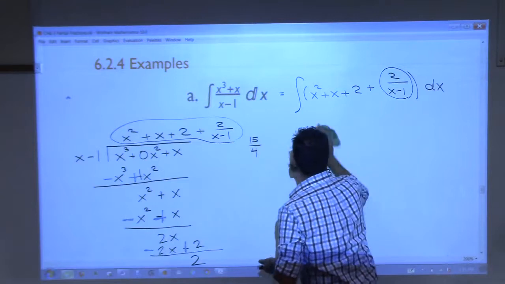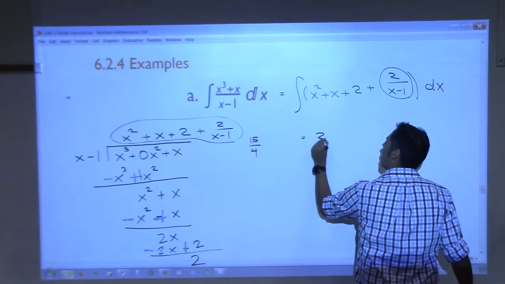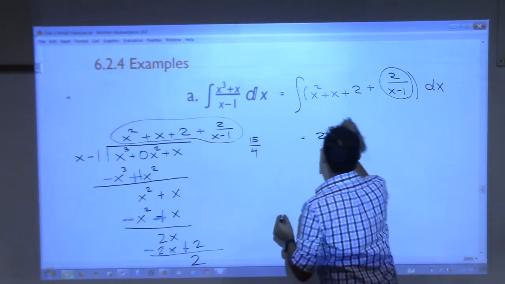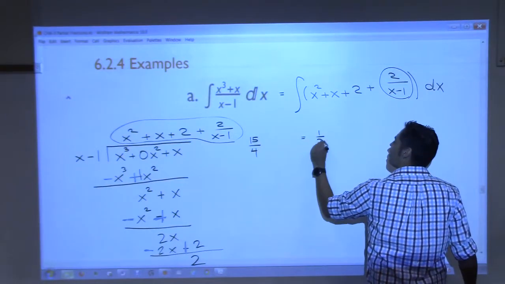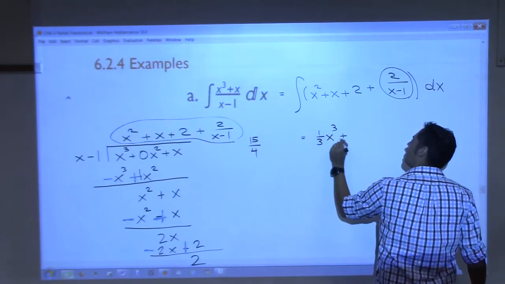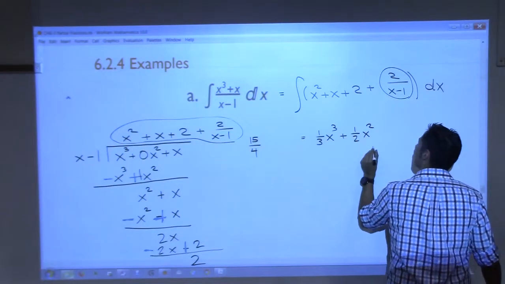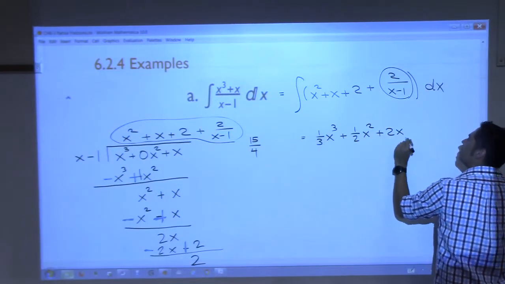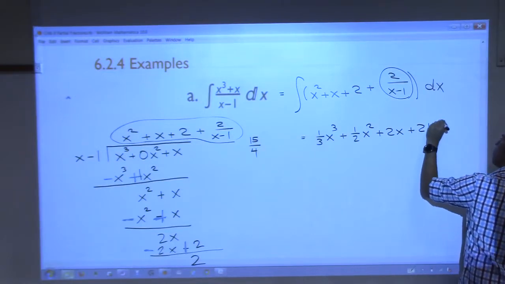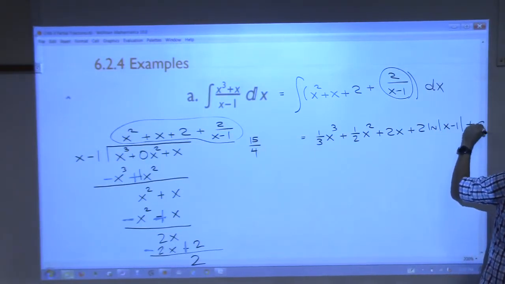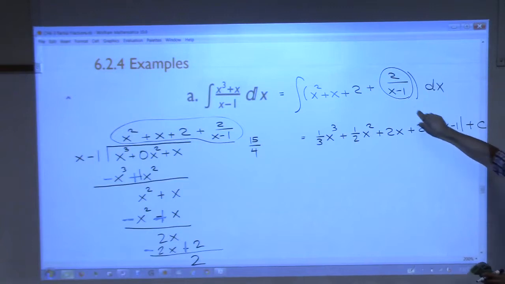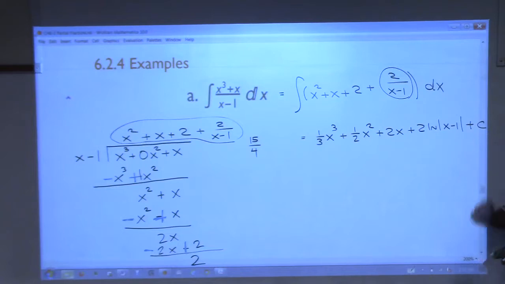So the answer to this is 2x. No, what the heck am I doing? I'm integrating, not differentiating. 1/3 x cubed plus 1/2 x squared plus 2x plus 2 natural log of x minus 1. I did not have to scale out anything on this one, did I? Because that was a 1 in front of that. And the 2 just came for the ride. There you go. Okay, so that one did not need partial fractions.